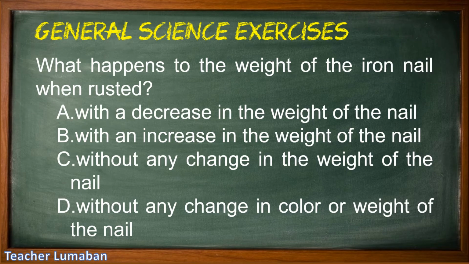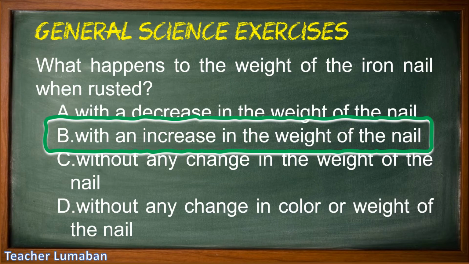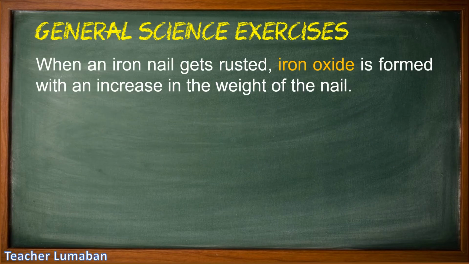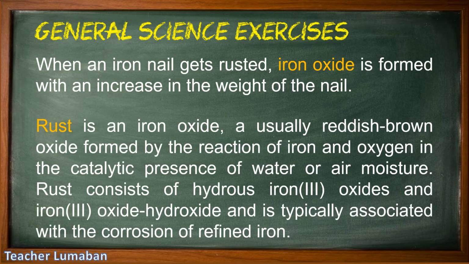The correct answer is letter B, with an increase in the weight of the nail. When an iron nail gets rusted, iron oxide is formed with an increase in the weight of the nail. Rust is an iron oxide, a usually reddish-brown oxide formed by the reaction of iron and oxygen in the catalytic presence of water or air moisture. Rust consists of hydrous iron(III) oxides and iron(III) oxide-hydroxide, and is typically associated with the corrosion of refined iron.